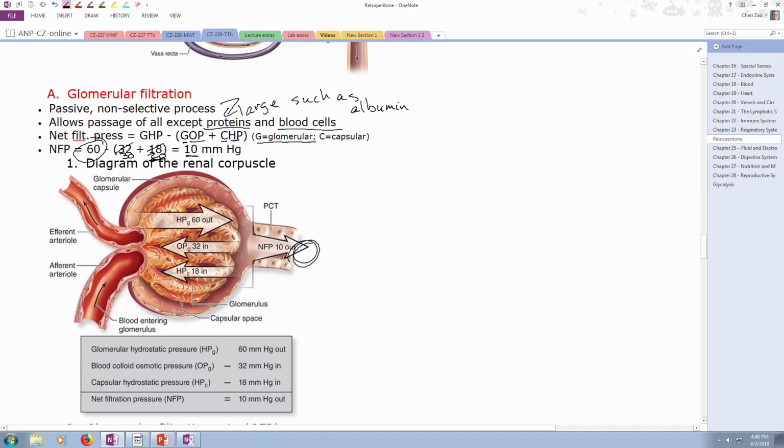And even though it's 60 on one end, remember, hydrostatic pressure and osmotic pressure and then back pressure. If our capsular hydrostatic pressure goes up to 30, what does that mean for our net filtration pressure? 0. It means I can't make any more filtrate. And so that's what stones do to a system. Stones obstruct the outflow, correct?